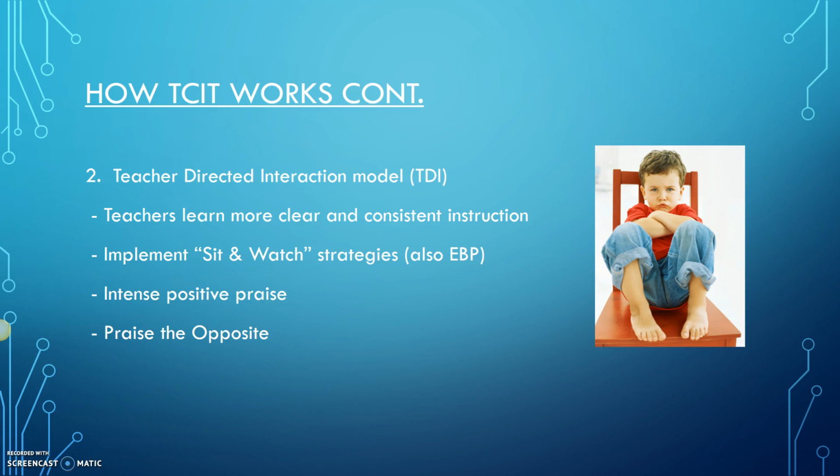The second phase of the TCIT model is teacher-directed. Here, the teachers learn more clear, consistent instruction, and this is through the training that is developed by a TCIT trainer. In this section you implement a sit and watch, which is also an evidence-based practice, versus a timeout. A sit and watch in our class just involves a child going to a chair that is still involved in the classroom, where they can still see the class and focus on the positive behaviors that they should be doing. And then when they feel they have got those positive behaviors back, they can join us back in the classroom.